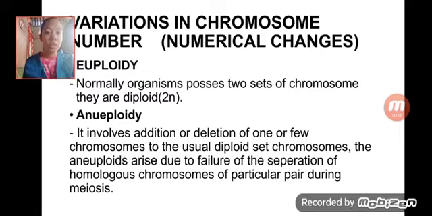So euploidy is when a normal organism possesses two sets of chromosomes and is diploid, which is normal for the 2n set. While aneuploidy involves addition or deletion of one or a few chromosomes to the usual diploid set of chromosomes. The aneuploids arise due to the failure of the separation of homologous chromosomes of a particular pair during meiosis.